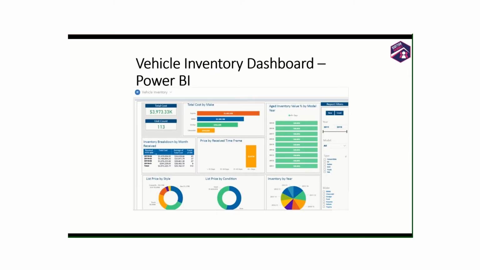This is the vehicle inventory dashboard. If I'm a dealer, I want to see what vehicles I have at my dealership. There's a Power BI report, so the app is integrated with Power BI. I can see the inventory breakdown by month received, aged inventory value by model year. There are different model years, and what is the dollar amount of each model year. And then the inventory by list price and condition, used and new.